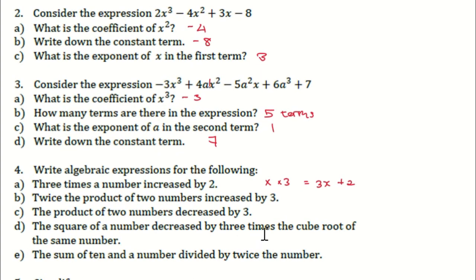Moving on now, they ask us twice the product of two numbers, and then it is increased by 3. So the product of two numbers, so let's say the two numbers are x and y, and that needs to be twice. So it's double the amount of x and y, so we can multiply them with 2. So that's 2xy, and then we increase it by 3, so that's going to be plus 3.